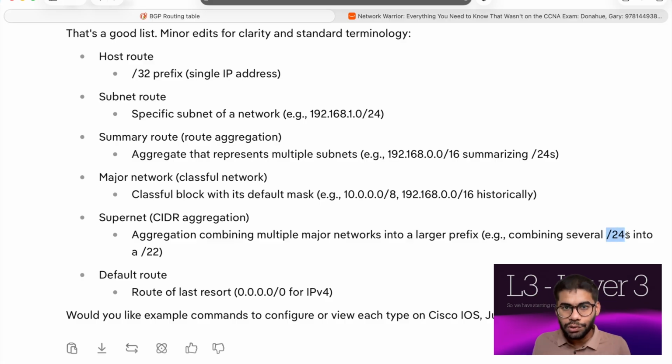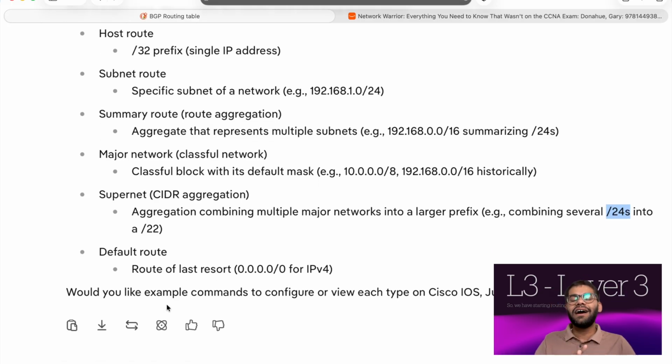And we do know that routers follow the principle of the longest prefix match. For example, the longer the prefix, the more preferred the route will be. So if nothing is found in the information base, the router forwards the traffic to that default route.